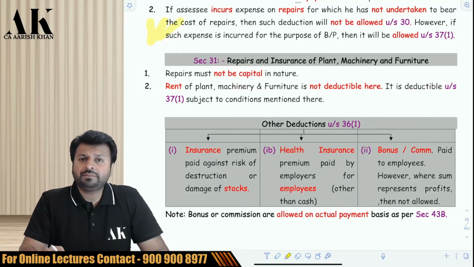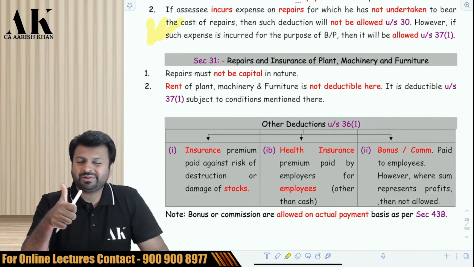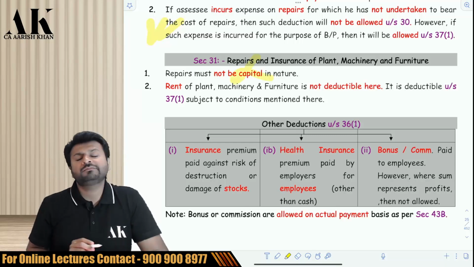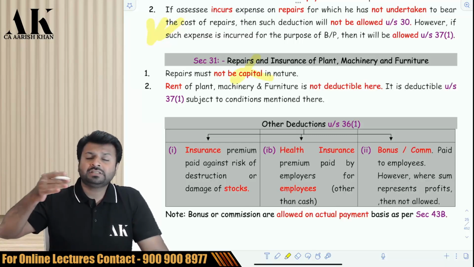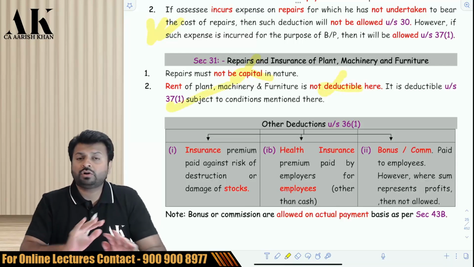Repairs and insurance of plant, machinery, furniture. If you make any revenue repair, again, not capital repair, revenue repair on plant, machinery, furniture, or if you take an insurance and where you pay a premium for plant, machinery, furniture, you will get deduction over here. Capital repair not allowed. What about if I take plant, machinery and furniture on rent? Rent is not allowed here. It can be allowed as deduction under 37(1). It is not allowed here.